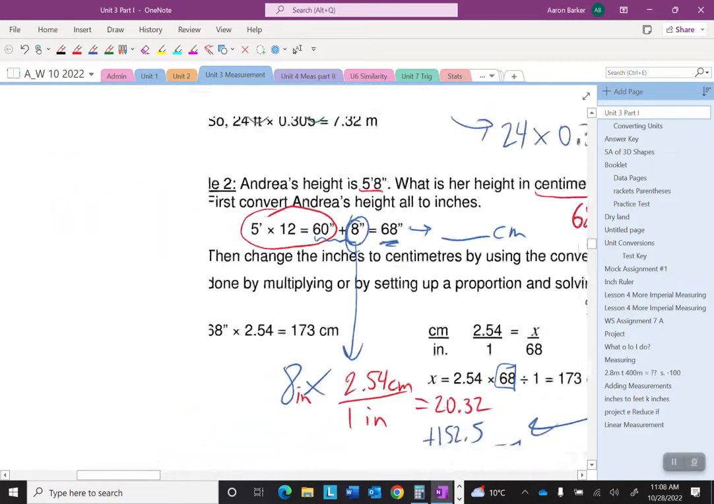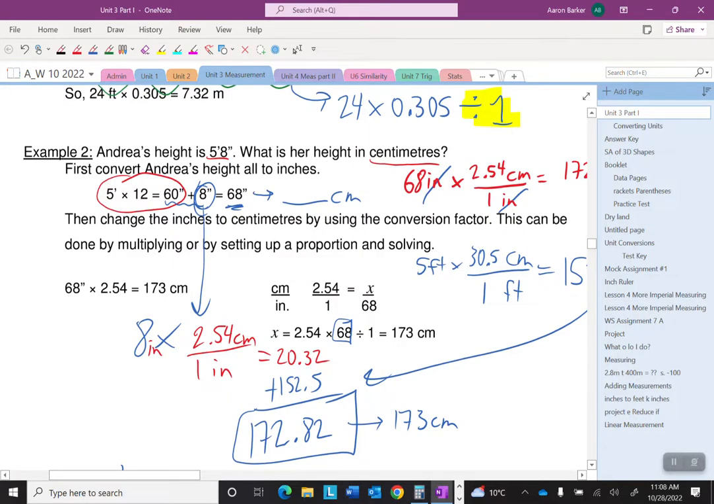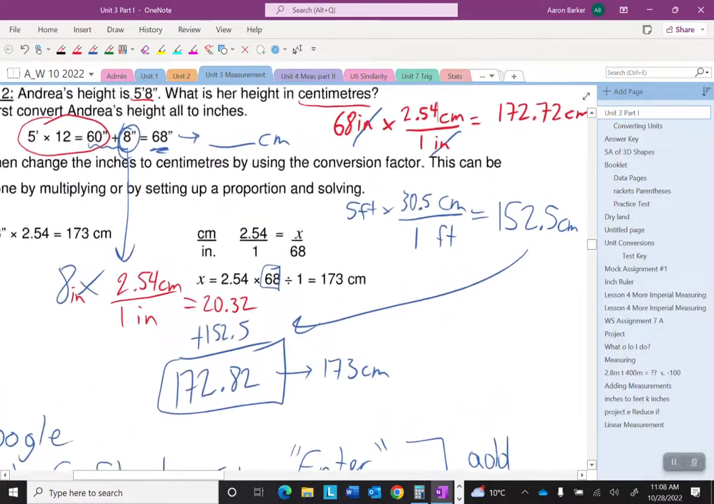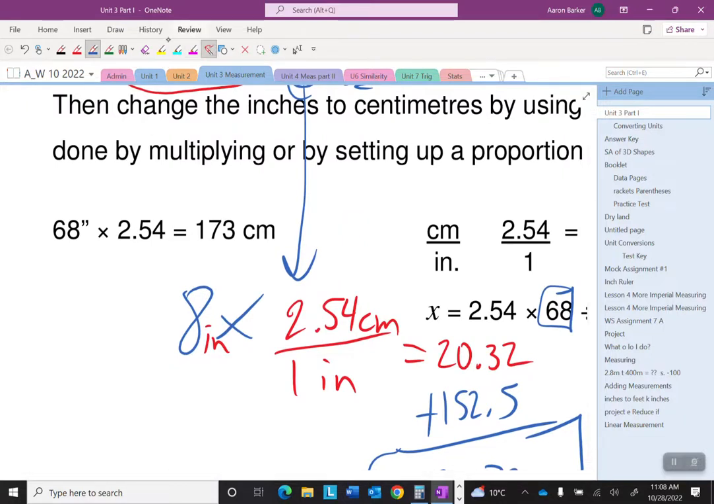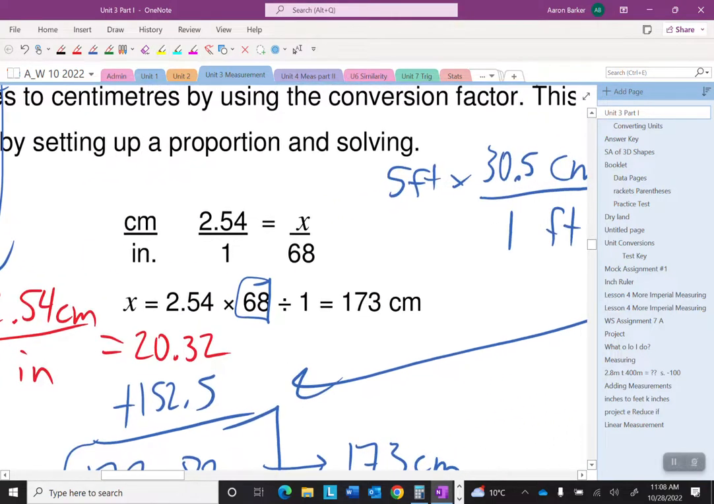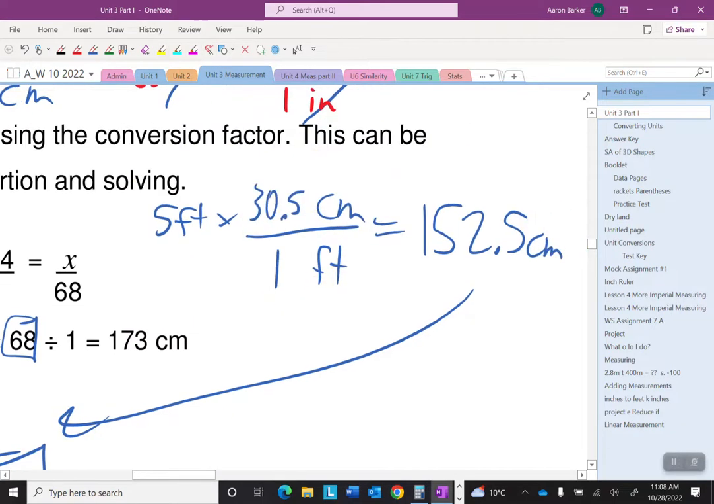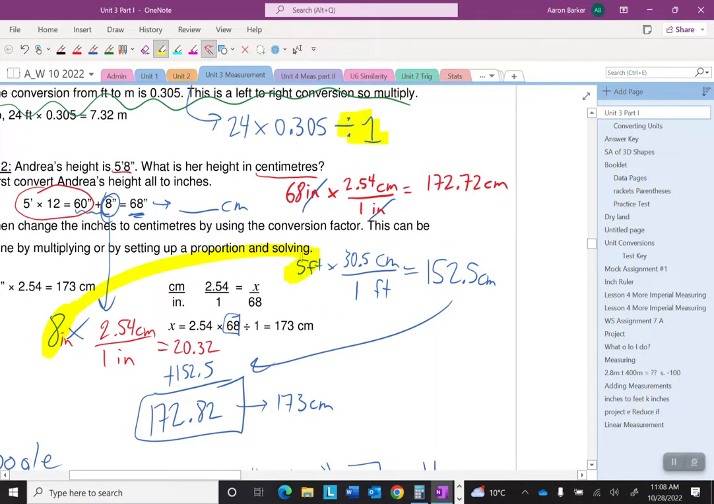Another conversion approach. We already did the 68 inches. For this one, I did it separately. I took the 8 inches and only 8 inches, and converted my 8 inches into centimeters. Then I took the 5 feet and used the other conversion factor using feet and converted that into centimeters. So you could do them separately, and at the very end, you combine your answers to get a grand total of centimeters.